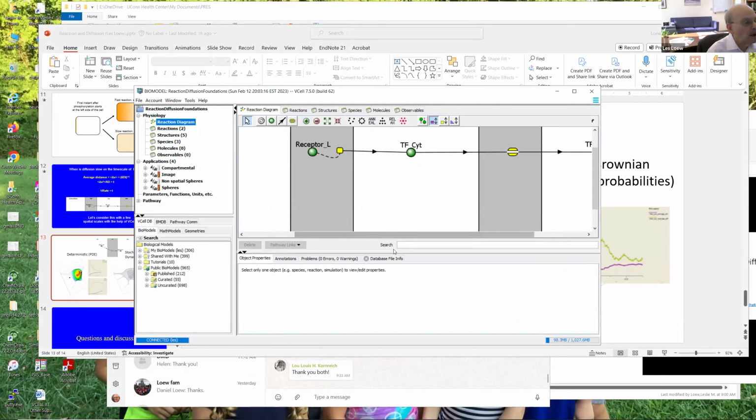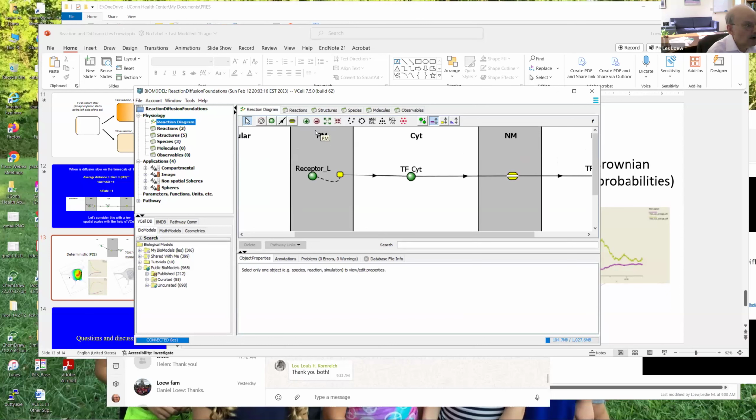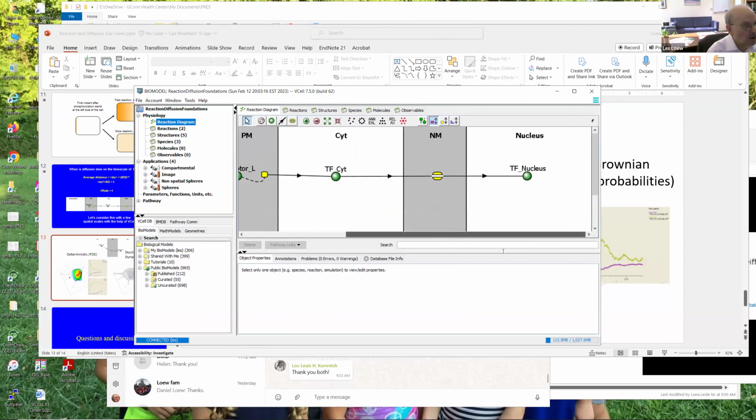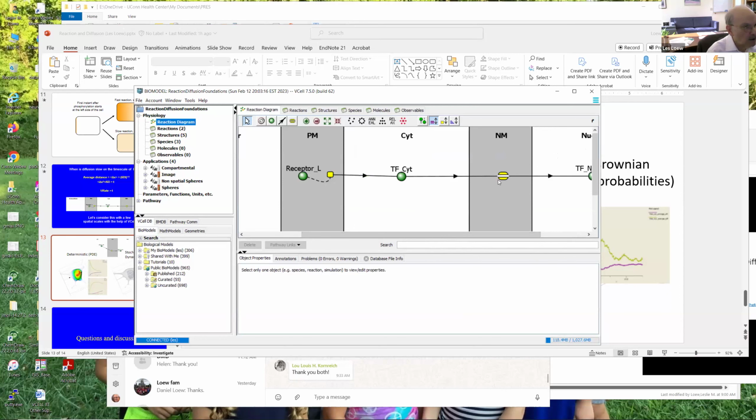So it's a simple model where a receptor produces a transcription factor, and the transcription factor starts off at the membrane. So this gray thing here is the plasma membrane. The transcription factor starts off at the membrane. It diffuses to the nuclear membrane, and then it gets transported into the nucleus. And the transport into the nucleus is one way. So it's a pump that's pumping it in.